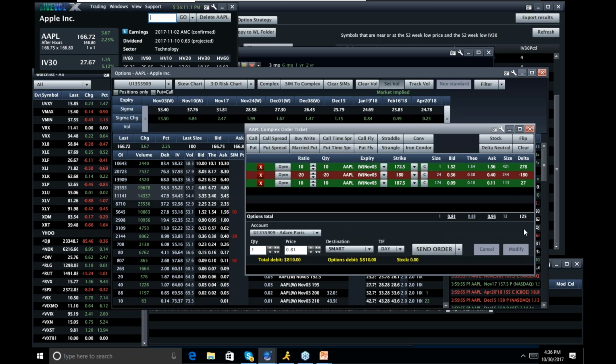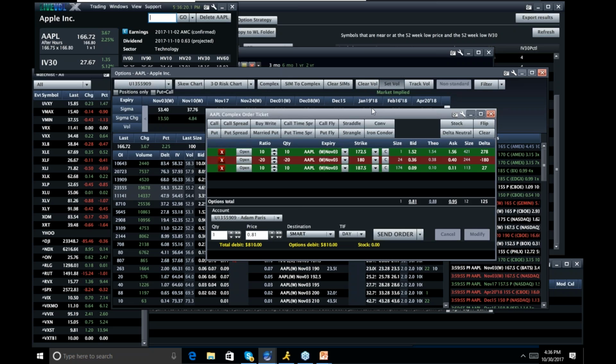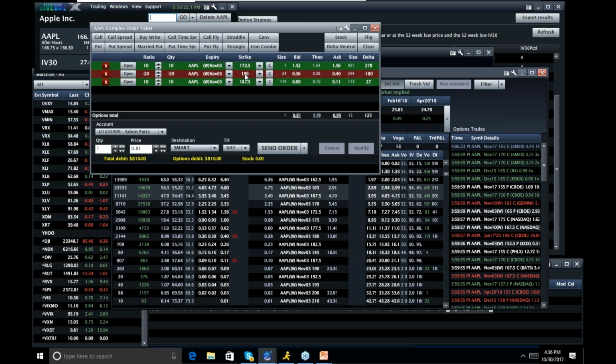I've got a long option that is inside the expected move, and I'm selling stuff that's twice the distance. So this is a 2 standard deviation move. And for selling a 2 standard deviation move, my cost of owning that long exposure gets cut in about half. So would I rather own the 172.5 calls for $1.54, or would I rather have 7.5 points of exposure above 172.5 for 85 cents?